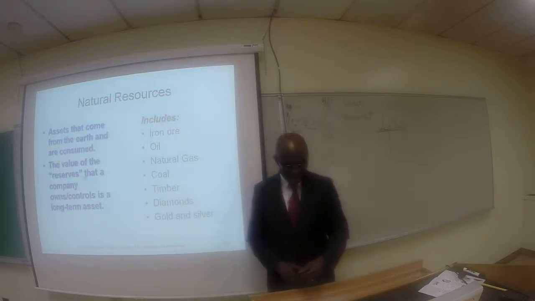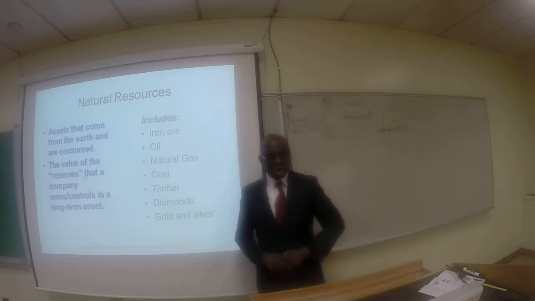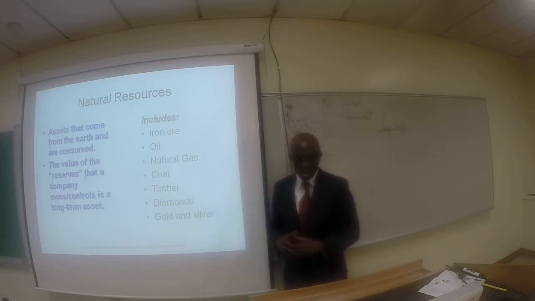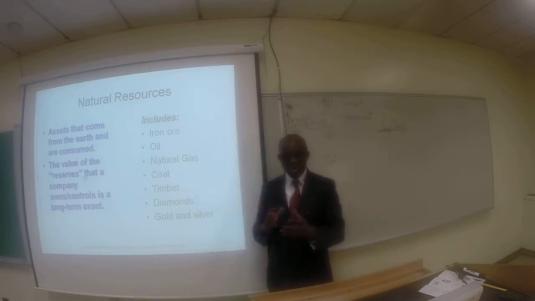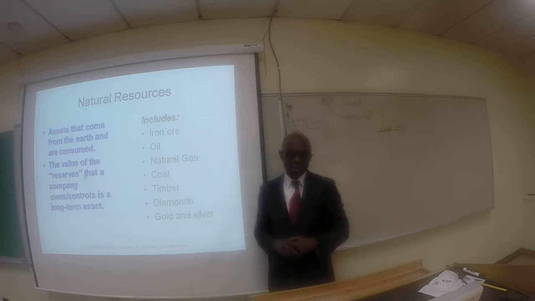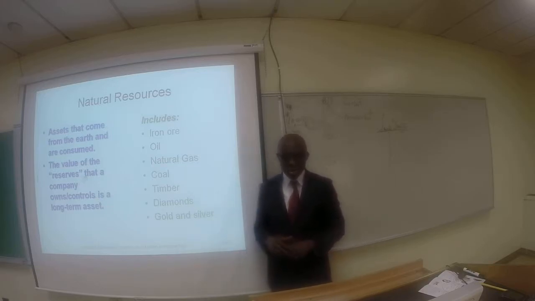We said that natural resources come from the earth and are usually consumed. The value of the reserves that the company owns or controls is a long-term asset. In other words, this is one of the examples of non-current assets. Now, here are some examples of natural resources: iron, oil, natural gas, coal, timber, and so on and so forth.